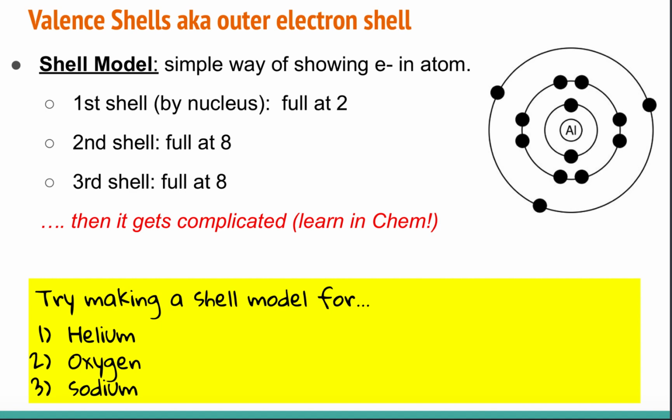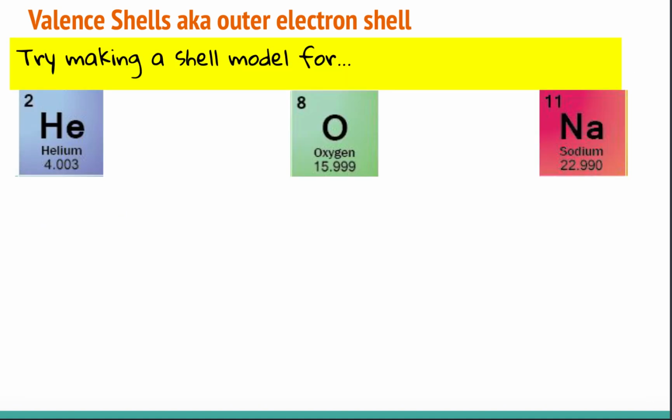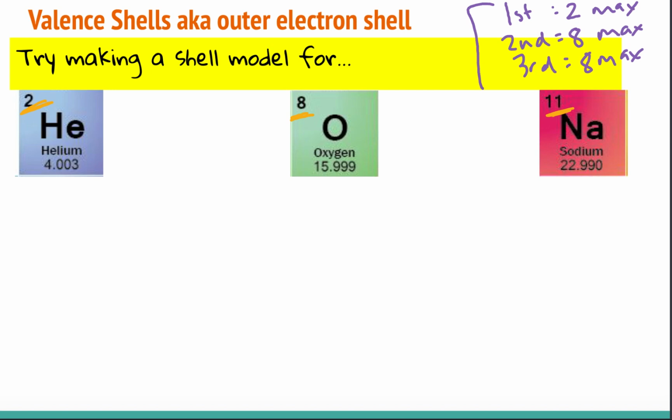So we're going to use this principle to draw the shell model for helium, oxygen, and sodium. In this case, when we draw shell models, it's all about the electron count. So we don't need to care about the neutrons. We don't need to care about the protons. What we're going to do is just pay attention to the electron number. So remember, unless I tell you that it's an ion, my electron number is the same as my atomic number or number of protons. So in this case, helium has 2, oxygen has 8, sodium has 11. And recall this electron pattern.